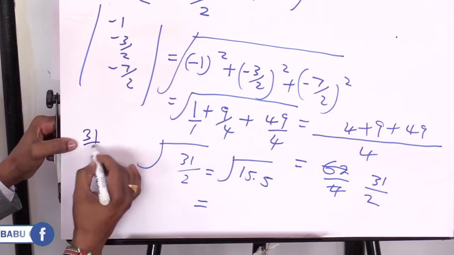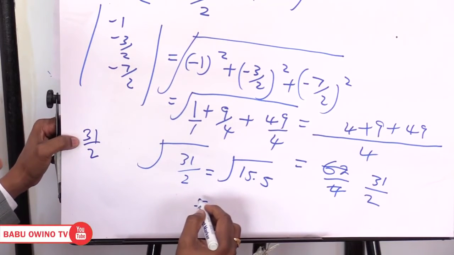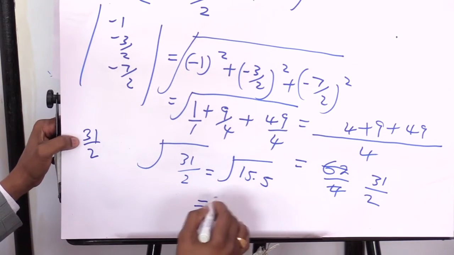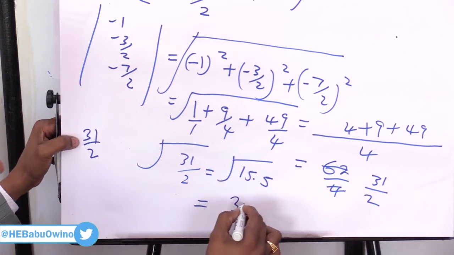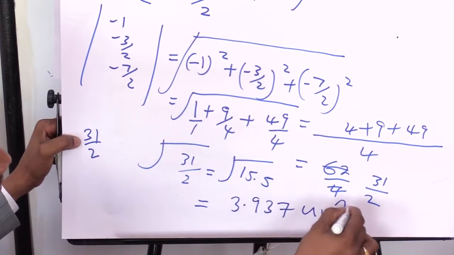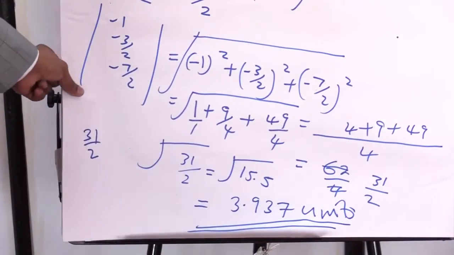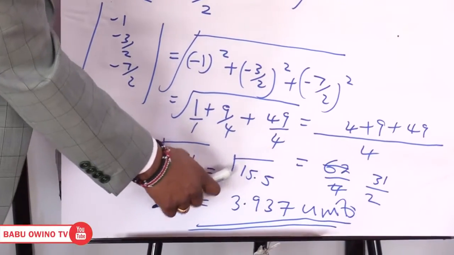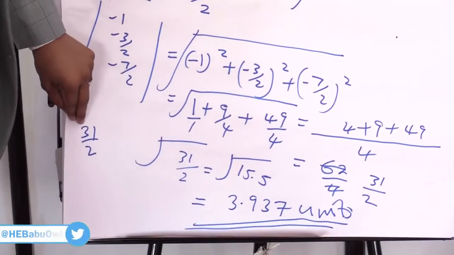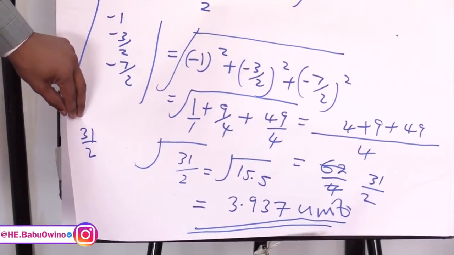31 divided by 2 is what? Now, 3.937 units. So that's it. Remember, you don't leave your answer at this stage where you say square root of 15.5. You simplify it, you solve it. Okay?